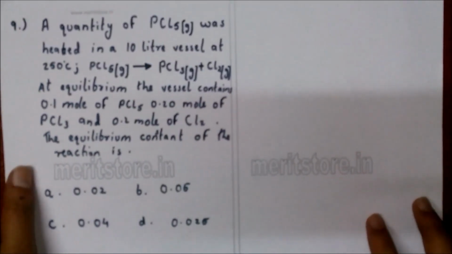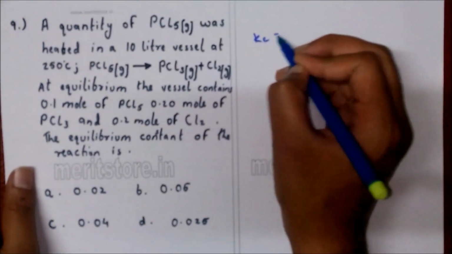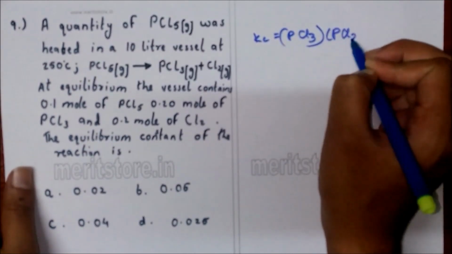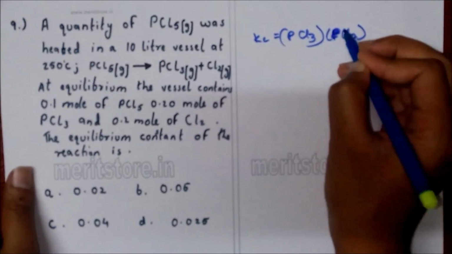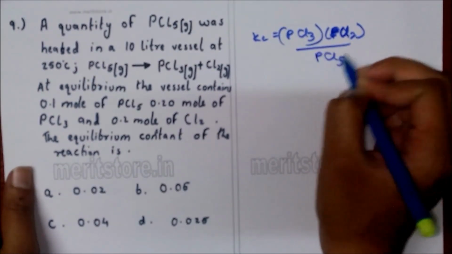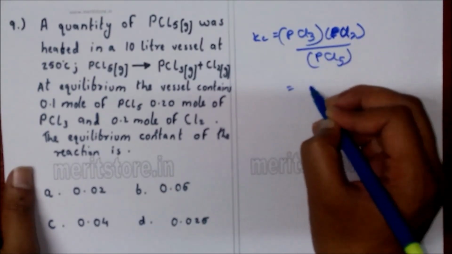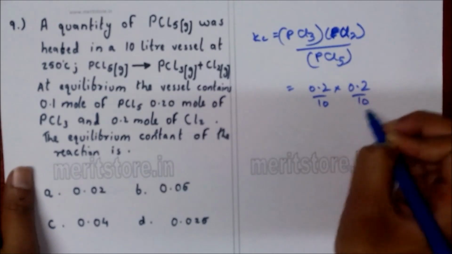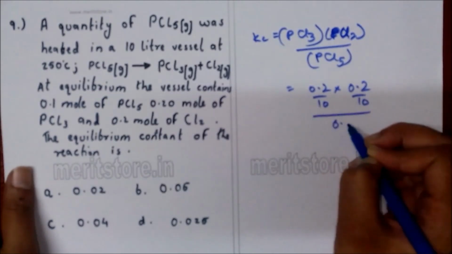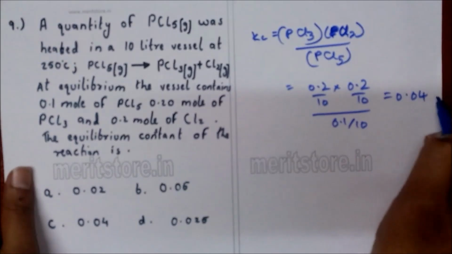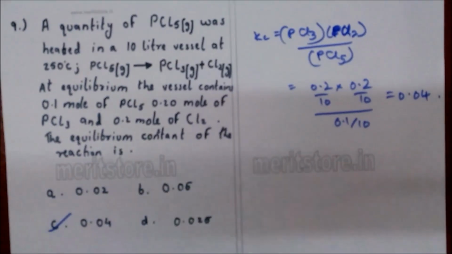So in the given reaction, we can write Kc is equal to [PCl3][Cl2] divided by [PCl5], which is equal to 0.2 upon 10 into 0.2 upon 10 divided by 0.1 divided by 10. On solving this, we get 0.04. Option C is the correct answer.